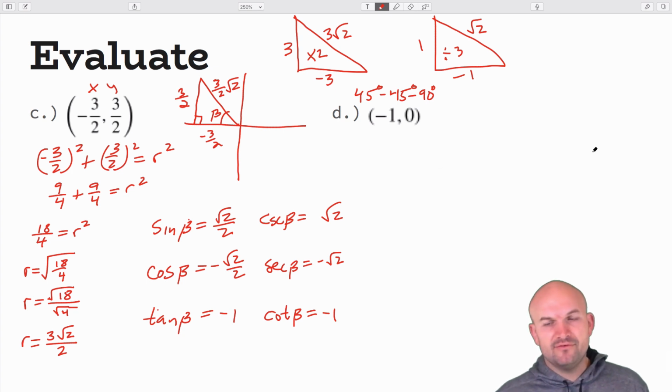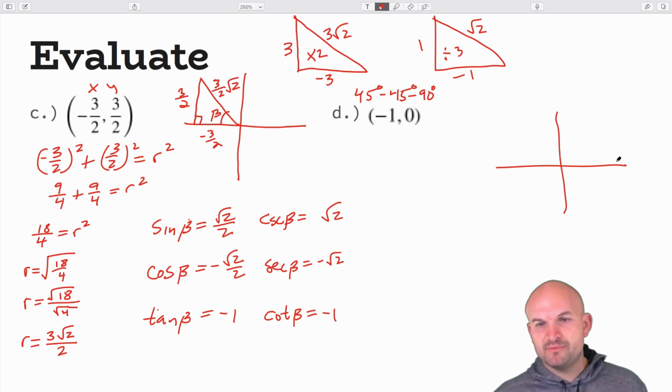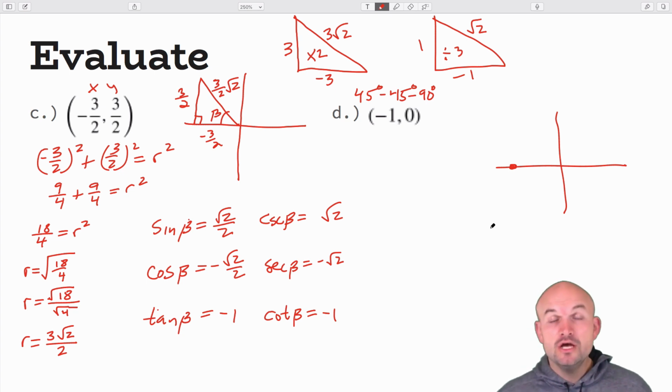Again, this is a very, very important understanding here, because if you take the point -1, 0, we have an issue because that does not create a triangle. So how are we going to evaluate the 6 trig functions without a triangle? Like, is that even possible? Should we just write not possible? You could, but let's investigate this a little bit further.